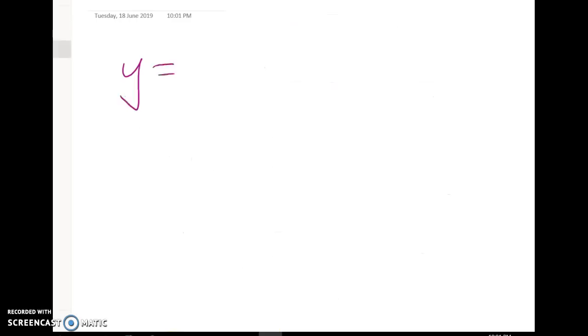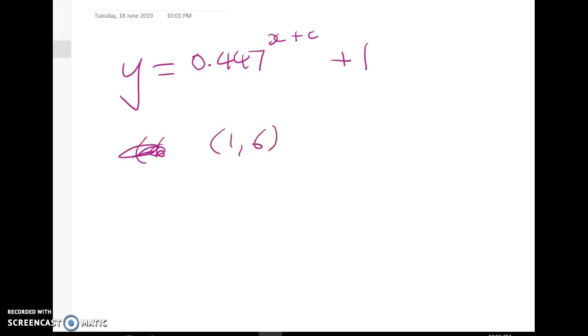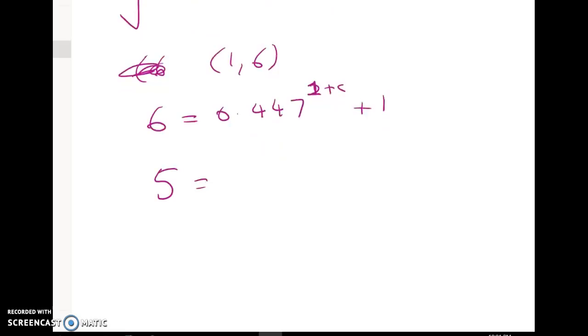So we've got y is equal to 0.447 to the power of x plus c, plus 1. I need to use one of the points to work with here. So let's see what I can do. Again, we'll use not (6, 1), we'll use (1, 6). Sorry, brain's going very slowly. 6 is equal to 0.447 to the power of 1 plus c, plus 1, which gives me 5 is equal to 0.447 to the power of 1 plus c.